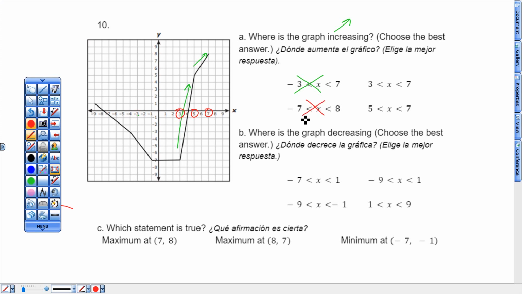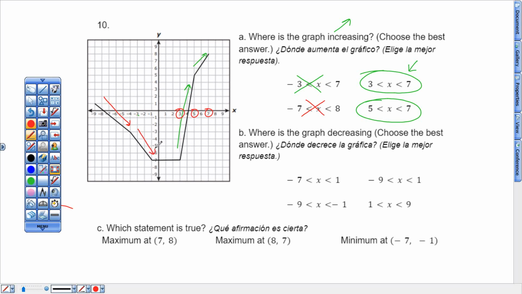From 3 to 7, that one looks good. And then from 5 to 7, that one is good. If I had to choose a best answer, I would say the one that describes that whole uphill section. But on the final, you're choosing all correct answers. All right, so for this guy, which way or where is the graph decreasing?